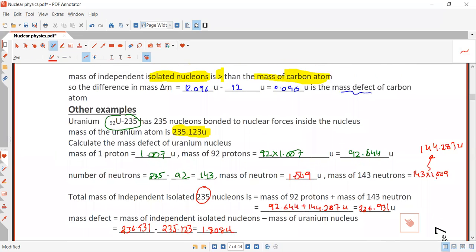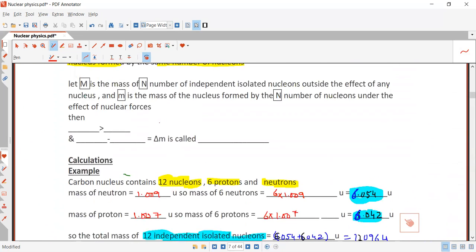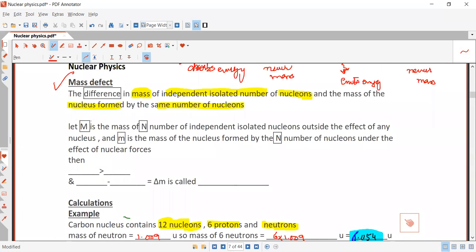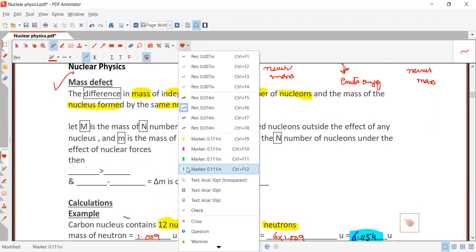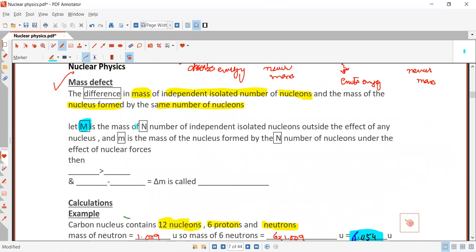So now let me come back to the definition of the mass effect. Let capital M be the mass of the n number of nucleons, and small m the mass of the nucleus, where n is the number of nucleons. Then which mass is more? Capital M is always more than small m, and this capital M minus small m, which is delta m, is called what? Mass defect, right, students?